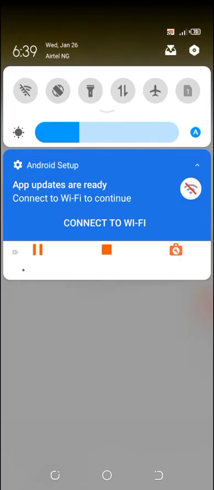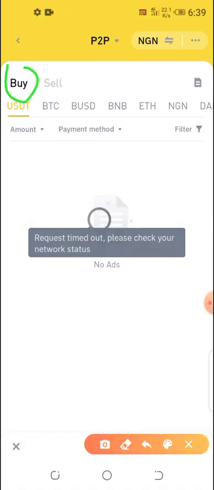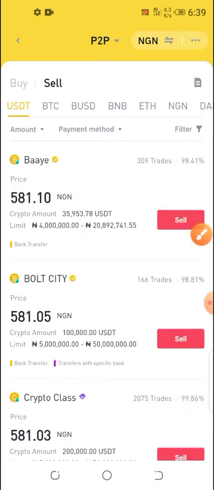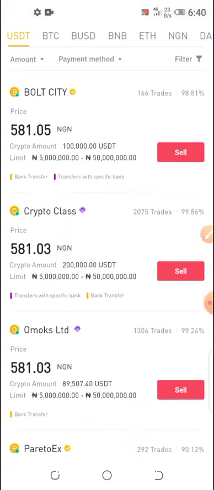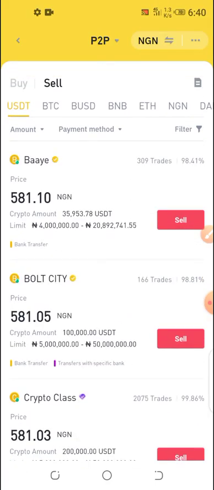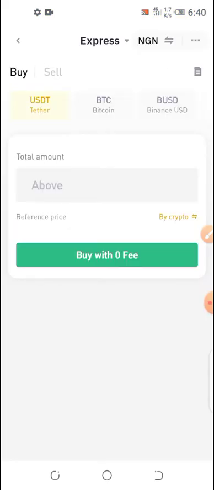Now, instead of selecting buy here, you click on sell. Sell means you want to sell. So it will show you those who are willing to buy and the prices at which they are willing to buy, as well as the limits. But again, like I said, if you just want to make things fast for yourself, you can just click on the express. You don't need to bother checking whether the person has a quantity or whatever. You just come here.